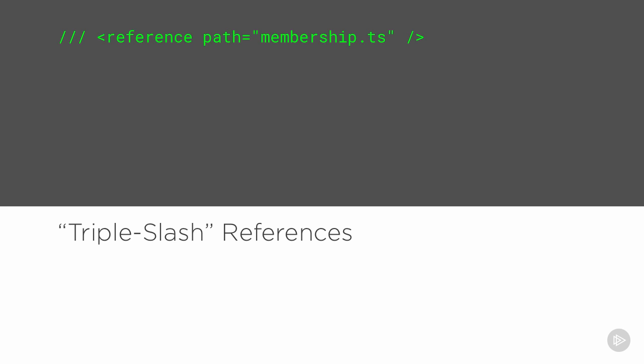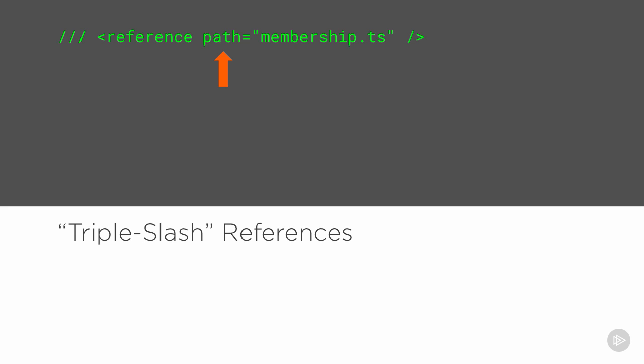When organizing your application with namespaces, you specify that one file is dependent on items defined in another file by using what are known as triple-slash references. They're called that because they begin with three slashes. Those slashes are then followed by what looks like an HTML element named reference. It has an attribute named path that specifies the path of the file to be referenced.